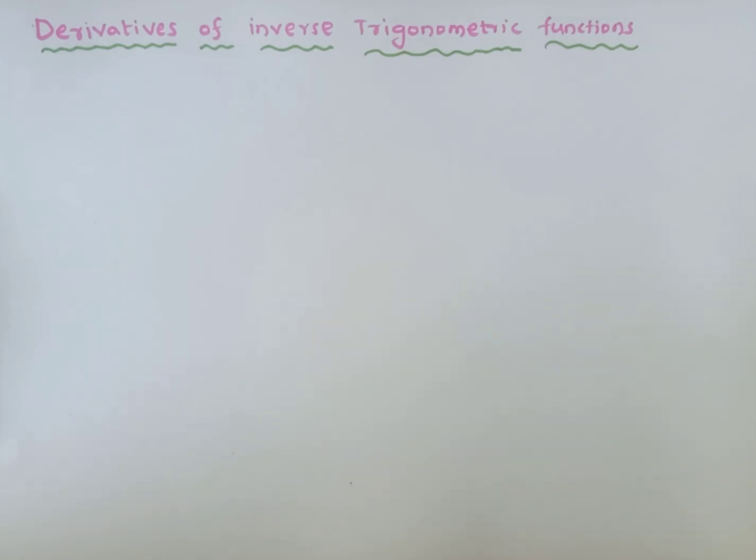Dear students, in the previous lecture we have seen the derivatives of all trigonometric functions and some examples regarding those trigonometric functions' derivatives. In this lecture we are going to learn the derivatives of inverse trigonometric functions. As we know, the trigonometric ratios are sine, cos, tan, cot, secant and cosecant. Now we will see their inverse functions' derivatives.